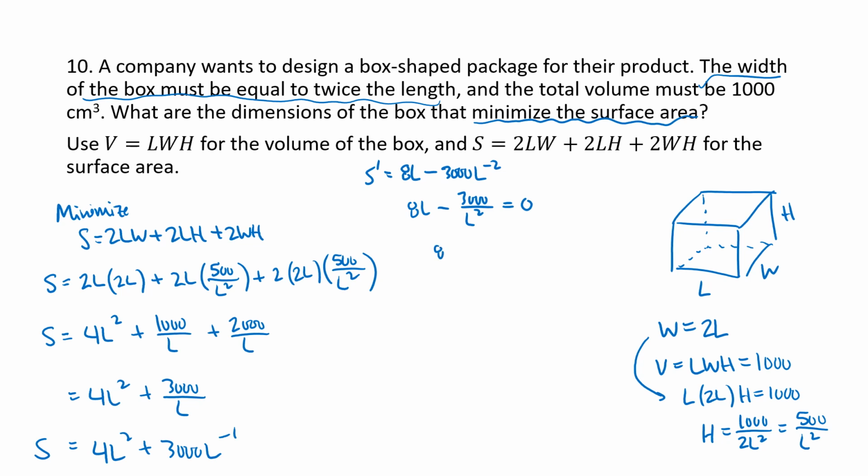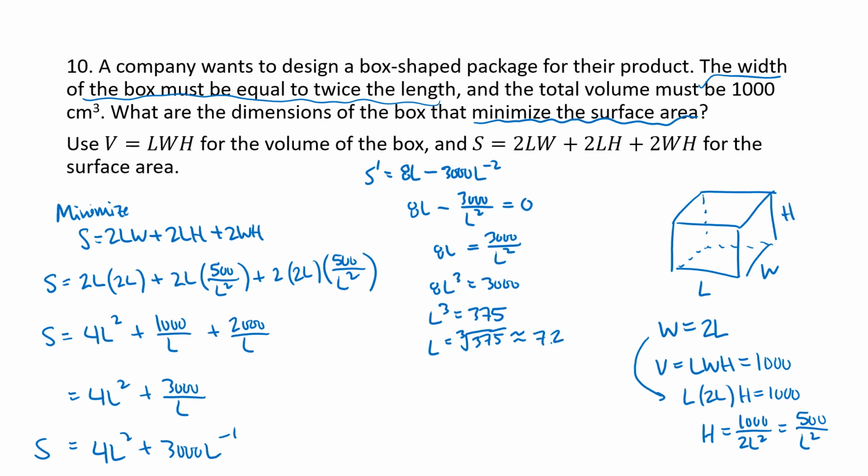So I'm going to add that fraction to both sides. Multiply both sides by L squared. That gives me 8L cubed equals 3,000. L cubed equals, that's going to work out to be 375. So now L is going to be the cube root of 375, which again, I throw that on my calculator. And that's going to be approximately 7.2.